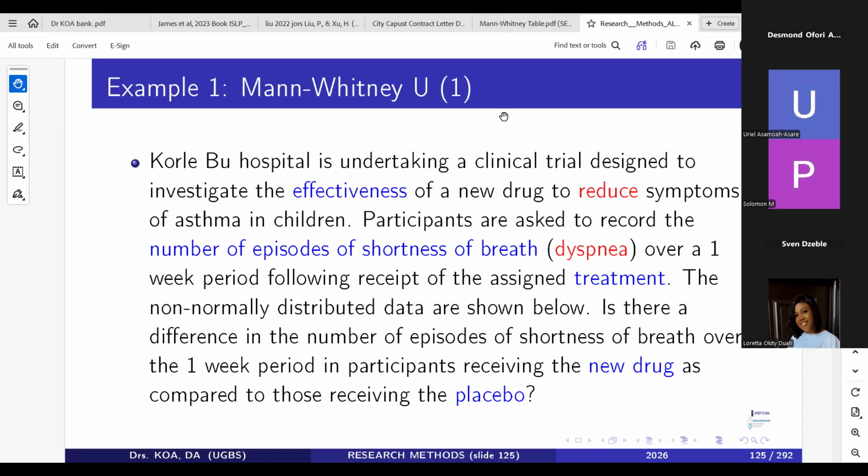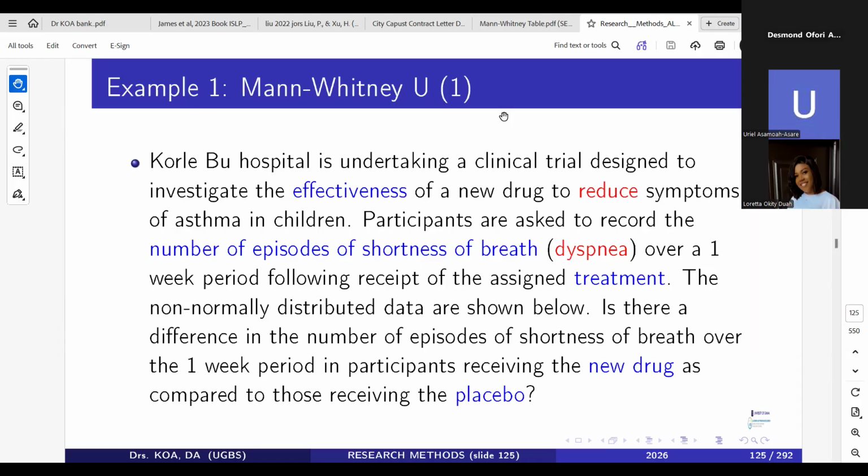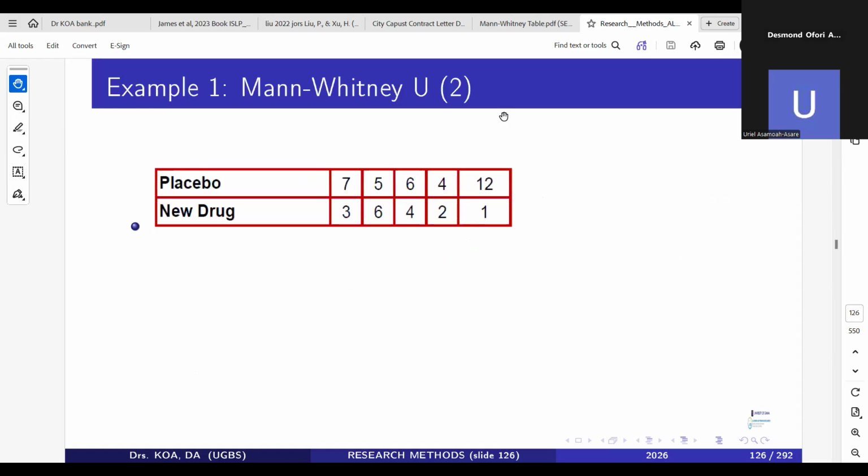We were told that the data is non-normally distributed because I said non-parametric. Very good. Excellent. 2 marks. So the data, because it's non-normally distributed, it fits that. And also, it is an independent sample. Independent sample. And you see that from the result here.